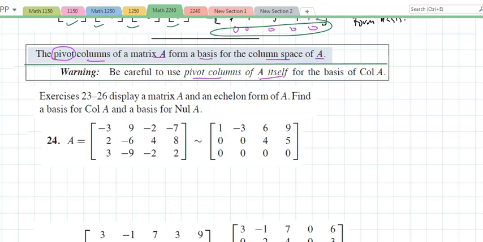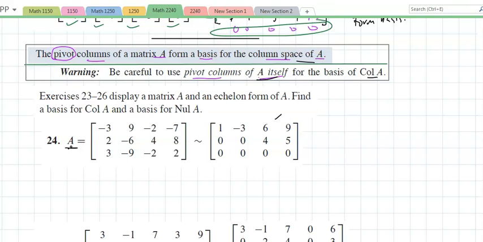Okay, I meant for those theorems to be here, not up there. I made a mistake, I'm sorry. So here, this is the theorem. It says the pivot columns of a matrix form a basis for the column space. Be careful. The pivot columns of A itself form a basis for A, not the reduced form. It has to be in A.